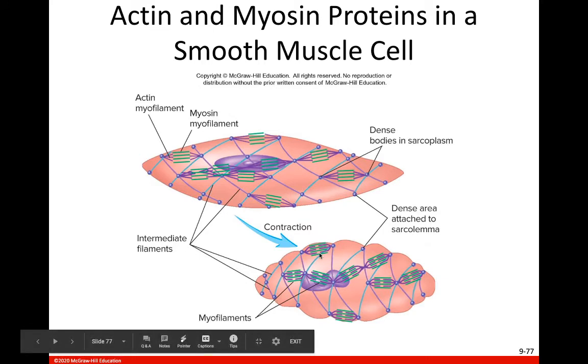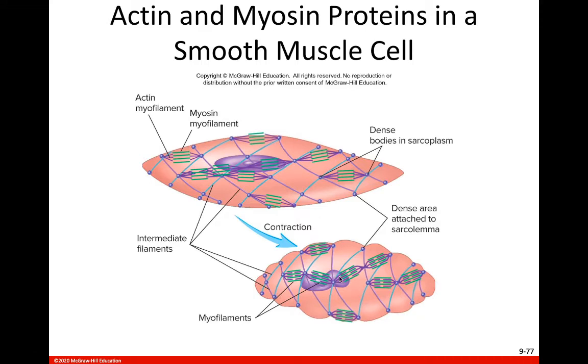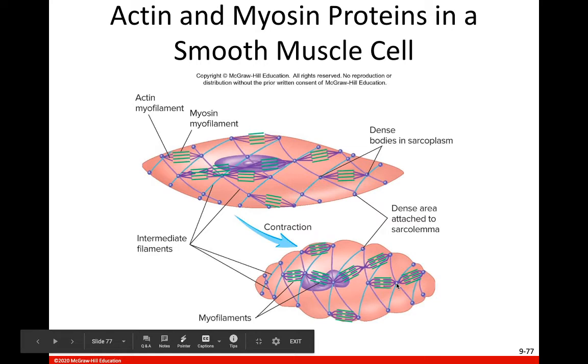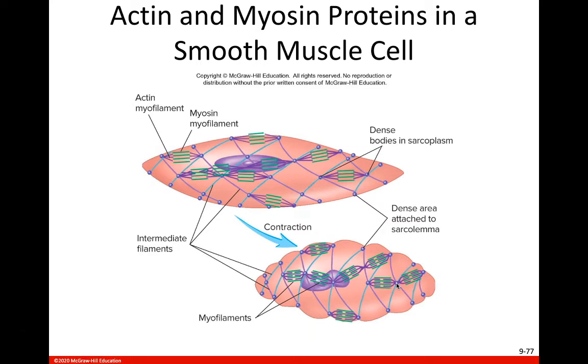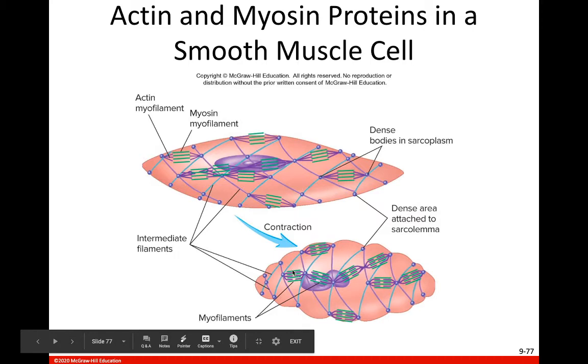As you can see here in both pictures, the intermediate filaments are not getting shorter. They are non-contractile, so they don't get shorter. Basically, they just are moved as those thin filaments slide past the thick and those dense bodies are brought closer together. We see a squeezing here, but the mechanism by which the squeezing happens is different in smooth muscle as compared to skeletal muscle.